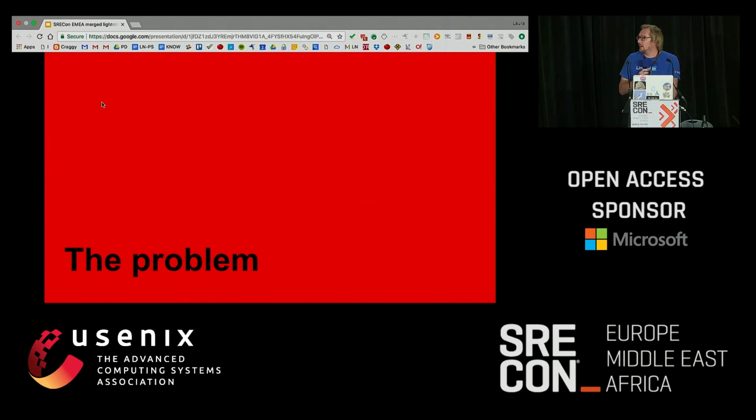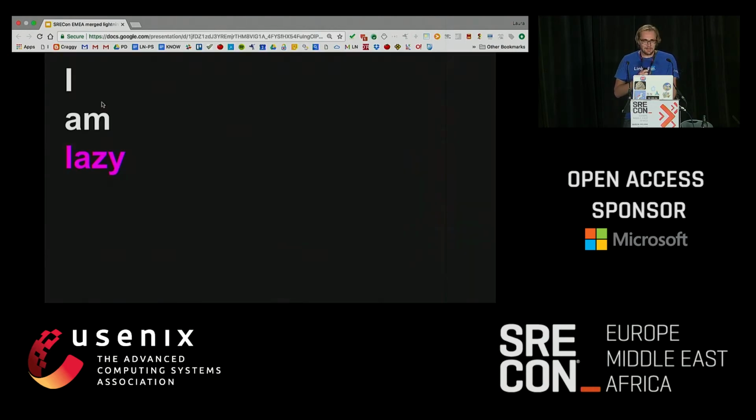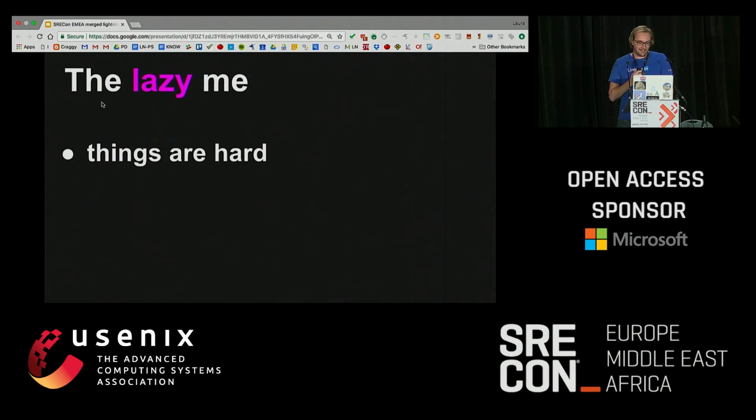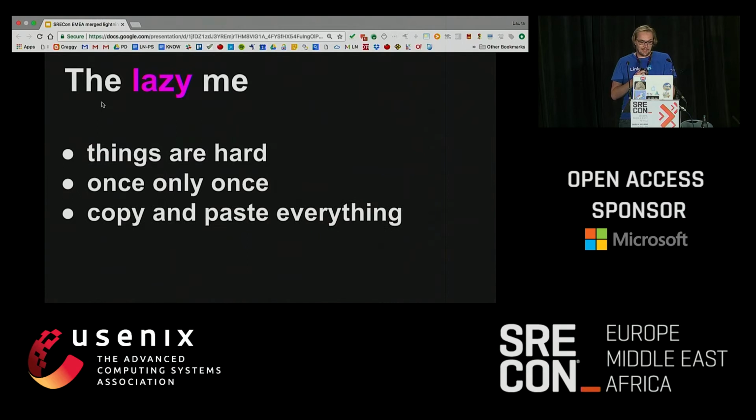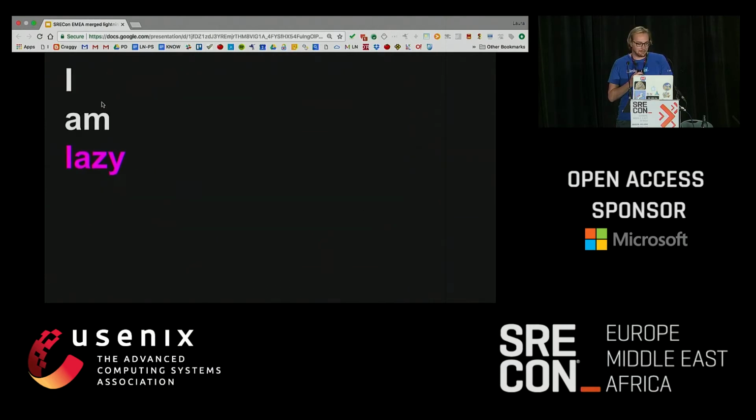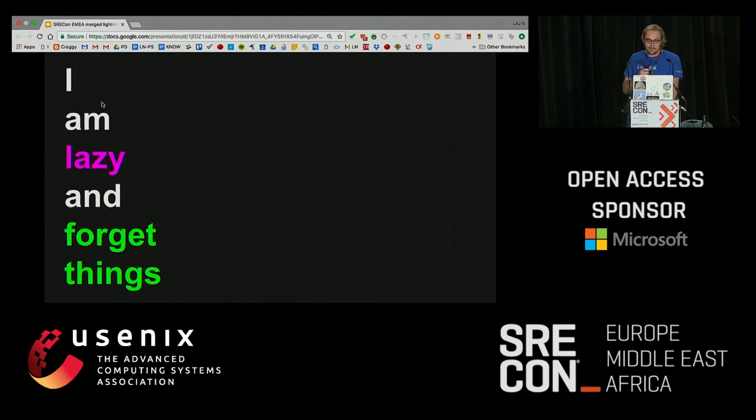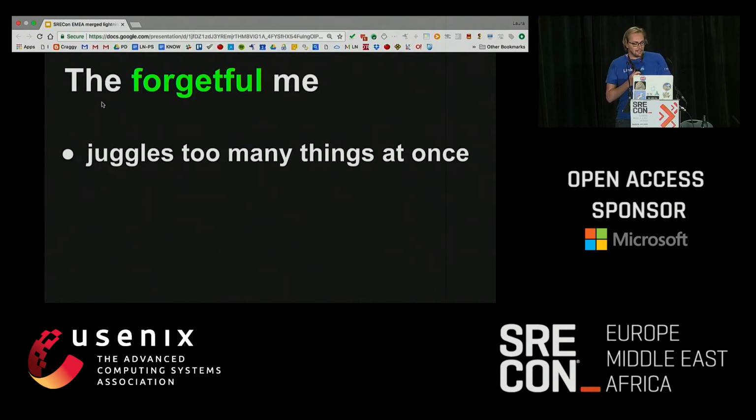So the problem that we're having is sort of my problem. I am lazy, so things are hard. I can only do one thing at a time. And I really like to copy and paste things. If I have to type it out, I get sad. I would have thought I'd be a better typist by now, but here we are. The other thing is I forget things. There's too many things to know, and I can only keep so many in my head at once.